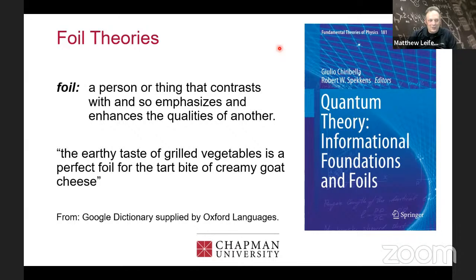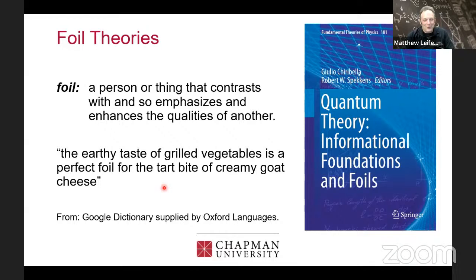If you go to Google, I found this quite amusing. If you go to Google and ask for the definition of foil, it says it is a person or thing that contrasts with and so emphasizes and enhances the qualities of another. And I like this example sentence: the earthy taste of grilled vegetables is a perfect foil for the tart bite of creamy goat's cheese.